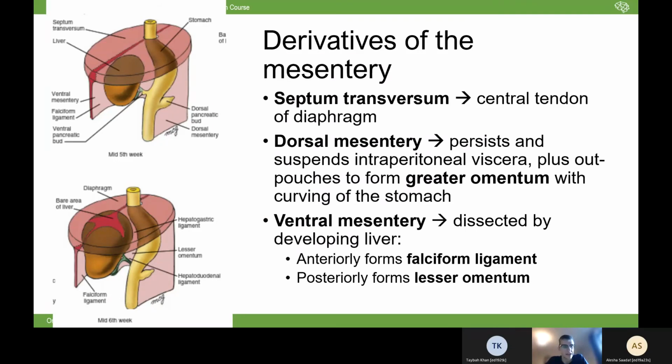Finally, you have the ventral mesentery, which is dissected into two by the developing liver as it grows up. So that initially was connecting the foregut to the anterior abdominal wall. So it's divided in two by this large growing liver, and the anterior part connects the liver to the anterior body wall, and we call that the falciform ligament, and it's an important landmark in surgery. And the posterior part forms a pouching of tissue between the liver and the stomach, called the lesser omentum.